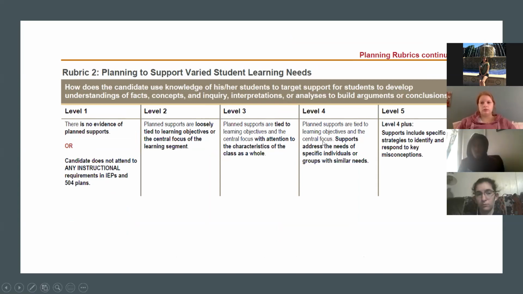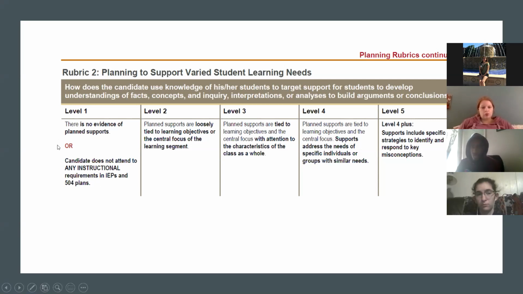Okay, rubric 2. Rubric 2 is planning to support varied learning needs. So have you planned for your students? Have you expected there to be different kinds of students in your room? I think anybody at Elmira College would have done this, because we spend a lot of time talking about it. Notice here, level 1: if you have no planned supports, no differentiated curriculum, and you don't mention the IEPs or 504 plans of any of your students, then you're going to score a level 1.